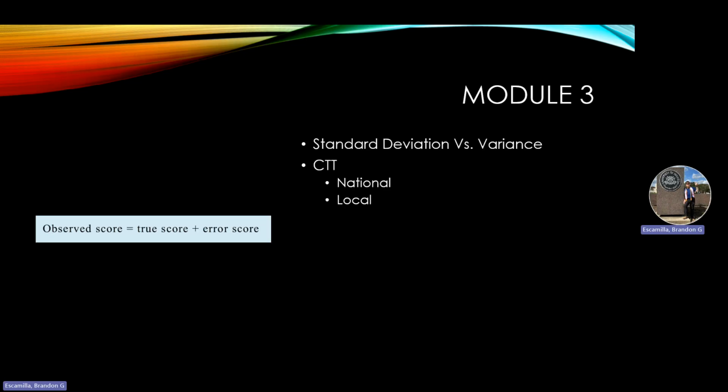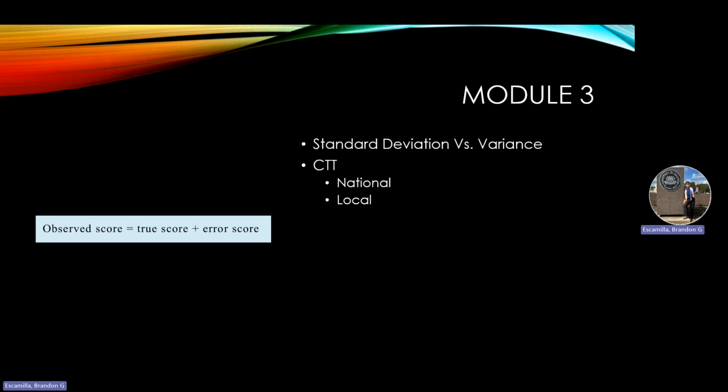So shifting onto module 3, we continue to dive into different statistical terms like the standard deviation and the variance. Standard deviation is a measure of how spread out the numbers are. Variance is the average of the squared differences from the mean. Moving on, the classical true score theory, or CTT, is the foundation of the methods used to evaluate the reliability and validity of tests and surveys.